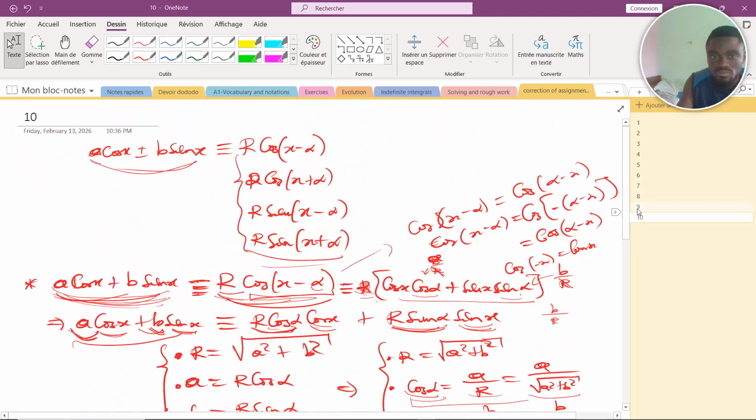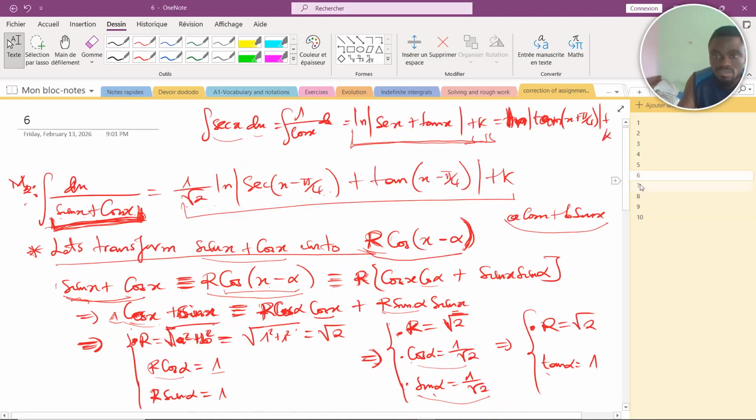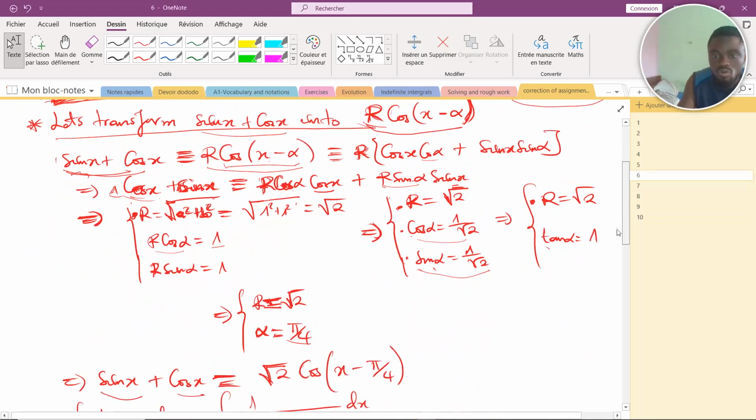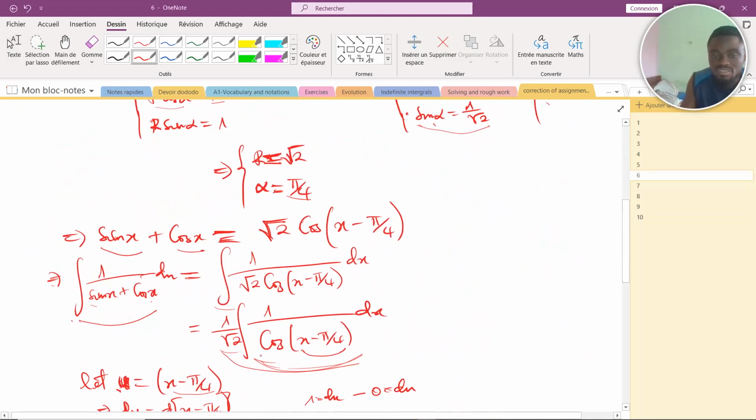Take note of how I taught you to convert an expression of this form into any of this form. Take note of the approach. Secondly, there's something you have to take note of here: take note of how to integrate things of this form.